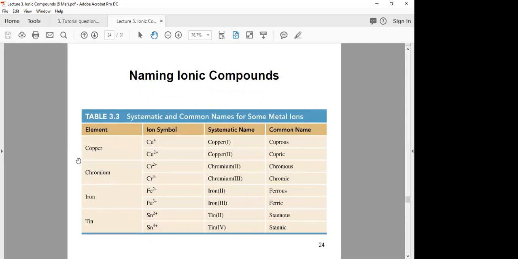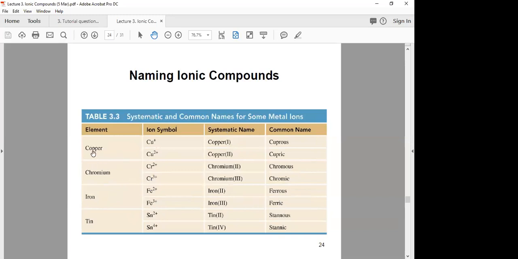All right, here's a summary of systematic and common names for some of the metal ions. So we've just looked at iron, which commonly forms 2+ and 3+ cations. Using the systematic name, we name them iron(II) and iron(III). Using the common name, we refer to them as ferrous and ferric.